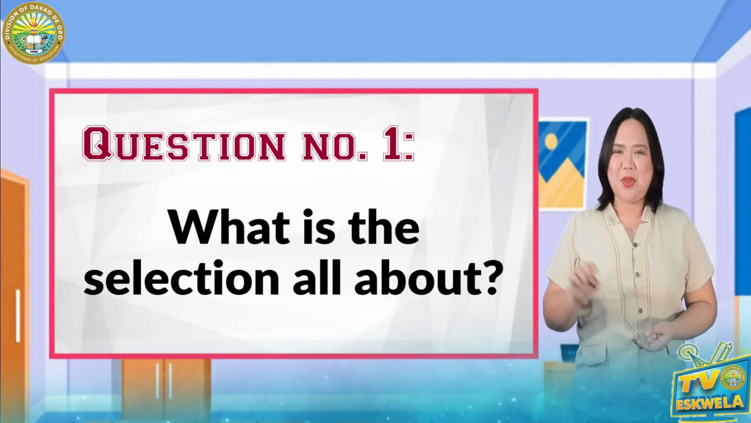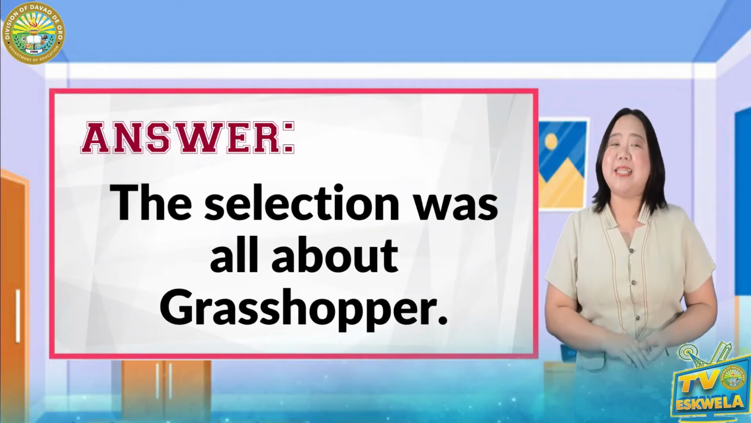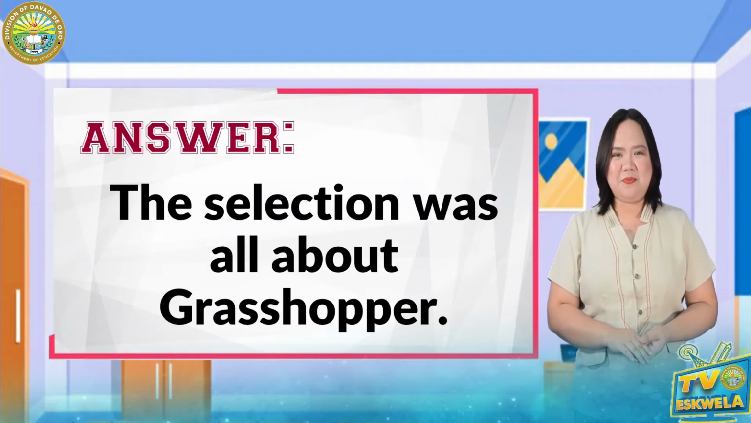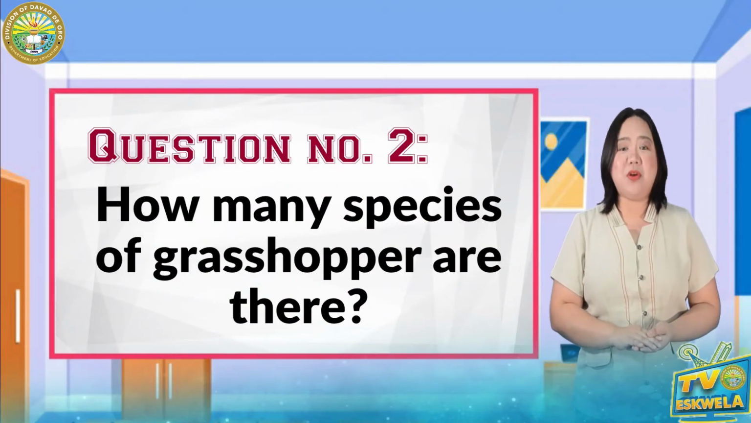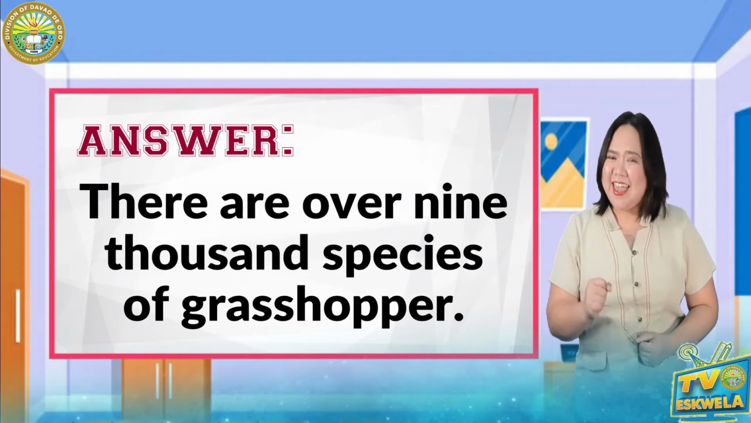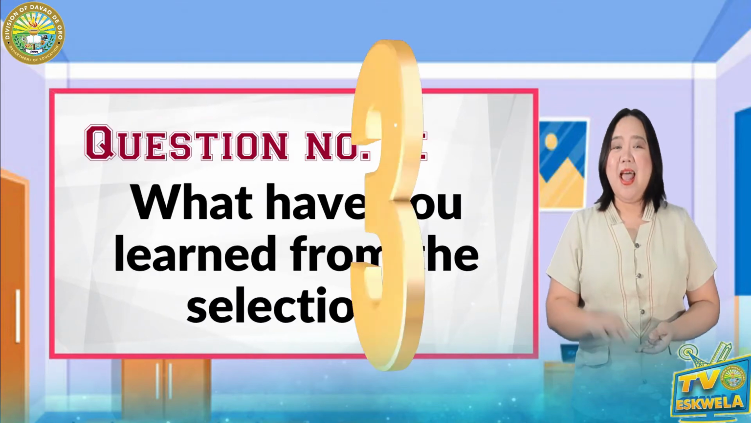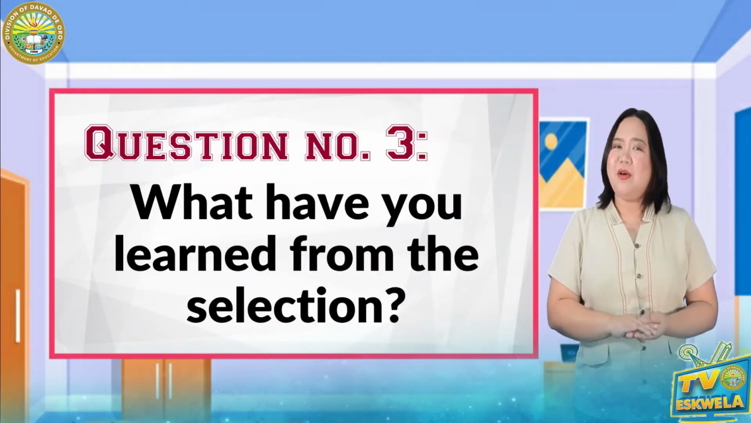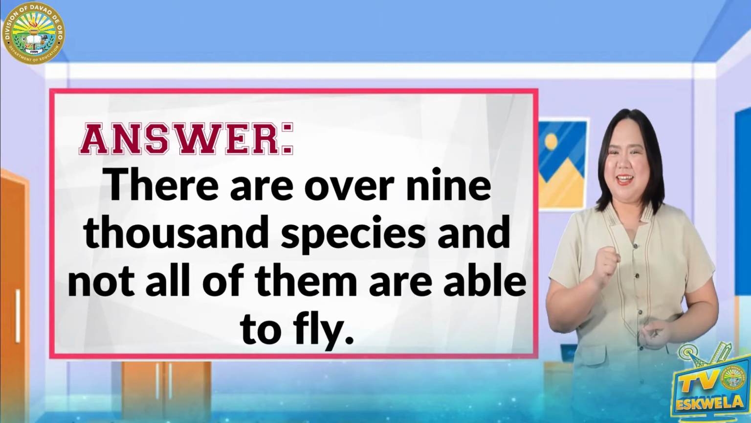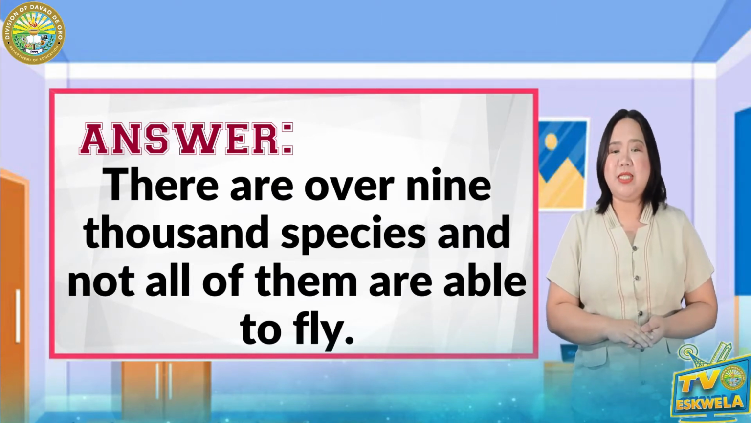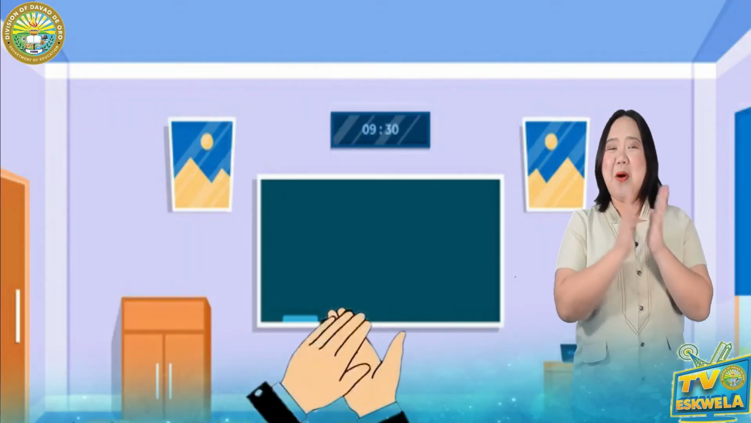Number 1 question. What is the selection all about? Good! The selection was all about grasshoppers. Number 2 question. How many species of grasshopper are there? Yes, there are over 9,000 species of grasshopper. Number 3 question. What have you learned from this selection? There you are! Fantastic! There are over 9,000 species and not all of them are able to fly. A round of applause for those wonderful answers.